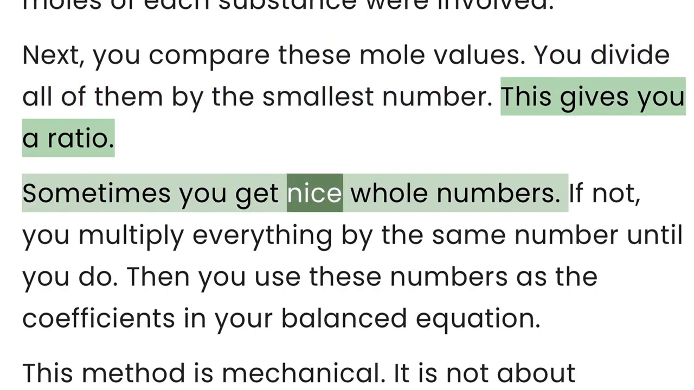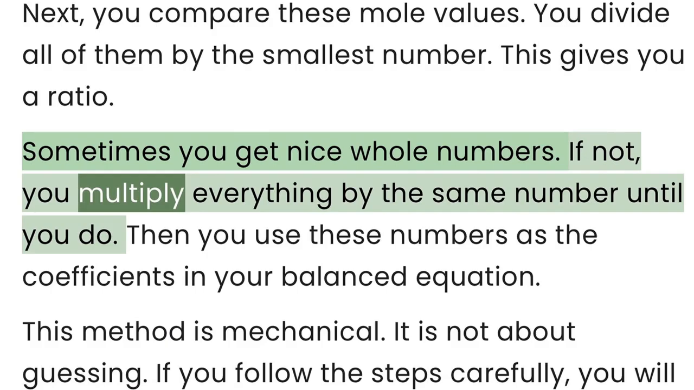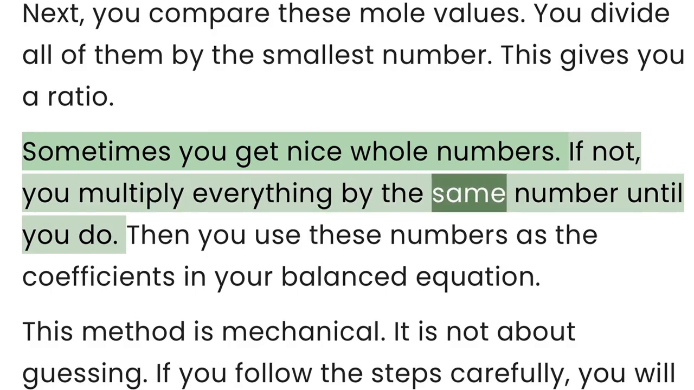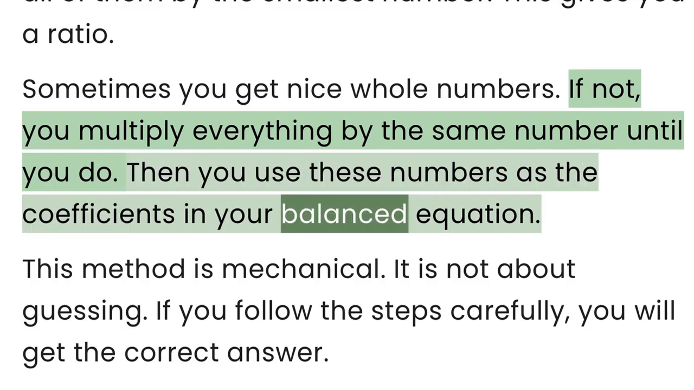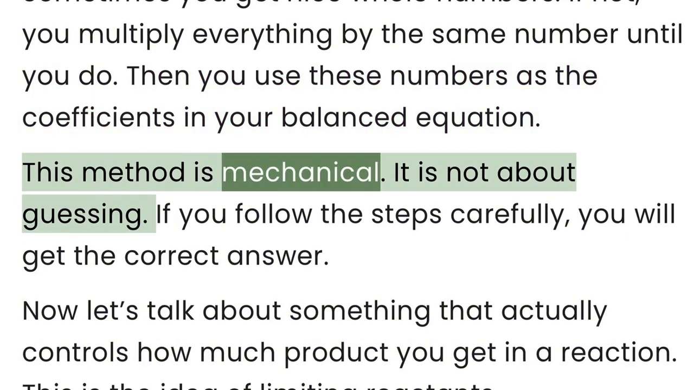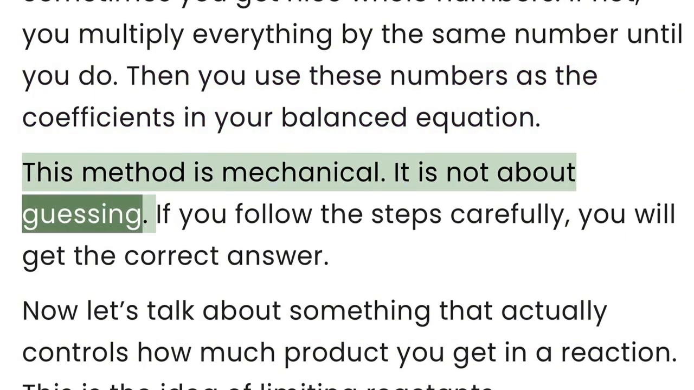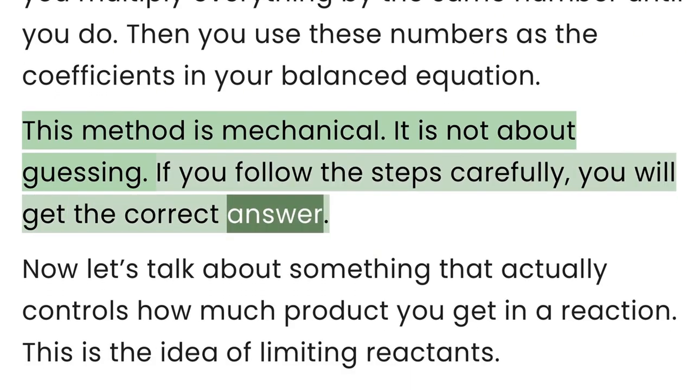Sometimes you get nice whole numbers. If not, you multiply everything by the same number until you do. Then you use these numbers as the coefficients in your balanced equation. This method is mechanical. It is not about guessing. If you follow the steps carefully, you will get the correct answer.